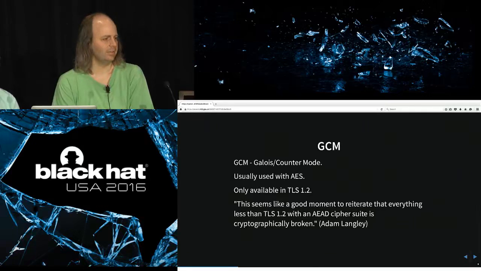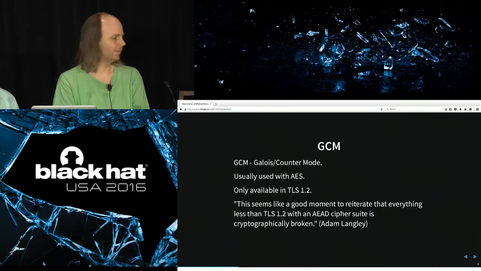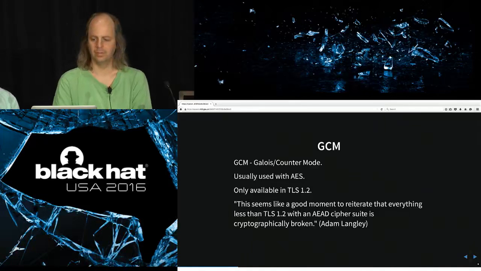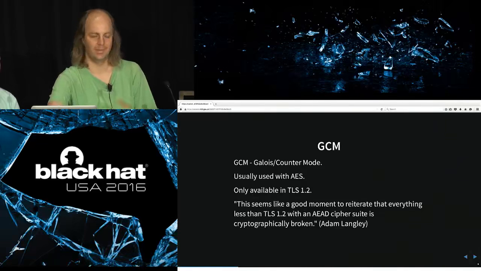But I think there's generally a consensus today in the cryptographic community that this is the only mode that's really safe. And here's a quote from Adam Langley from Google, where he clearly states that all the other modes are kind of cryptographically broken. So we thought we should have a closer look at GCM, because if everyone's moving to GCM, how secure is that?